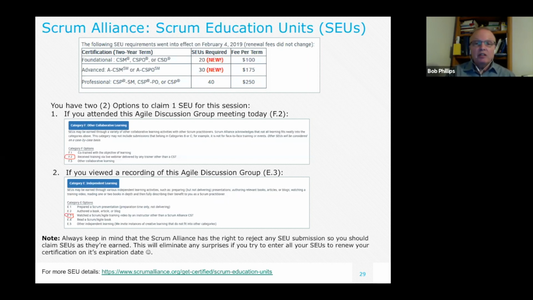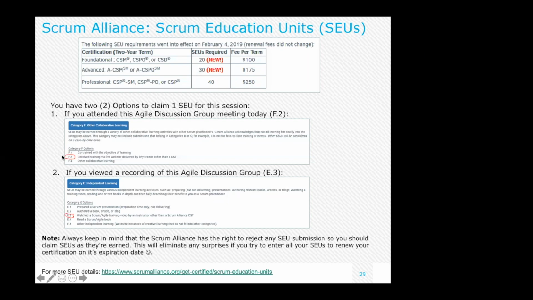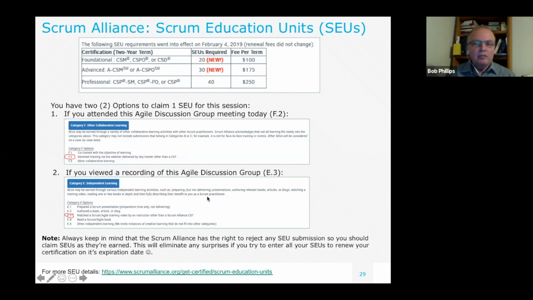And if you attended this session, it would be F2. And if you viewed the recording, it would be as an E3. And you need to keep in mind that just like PMI, the Scrum Alliance has the right to reject your submissions.